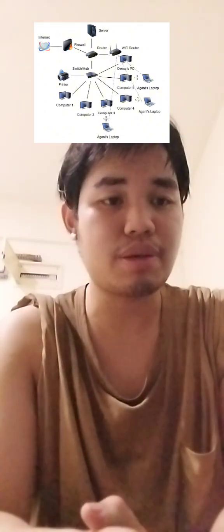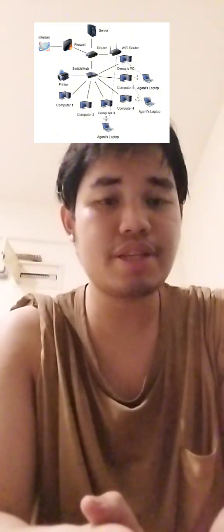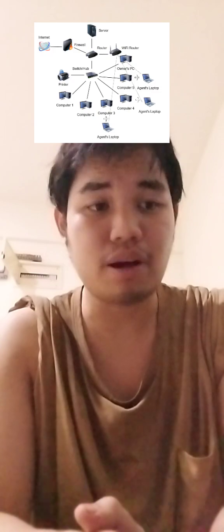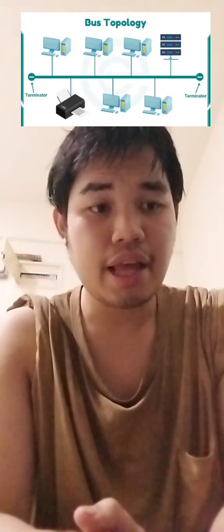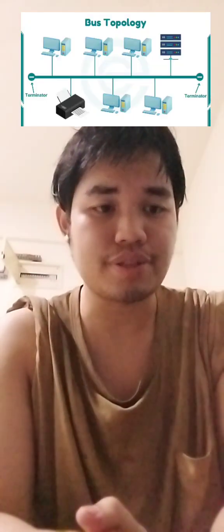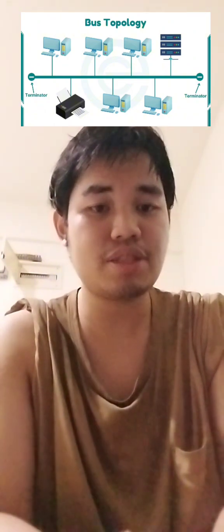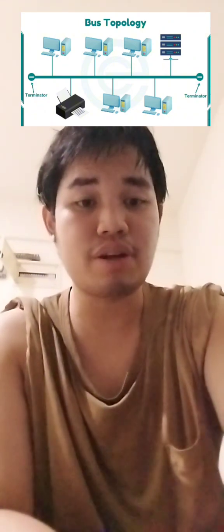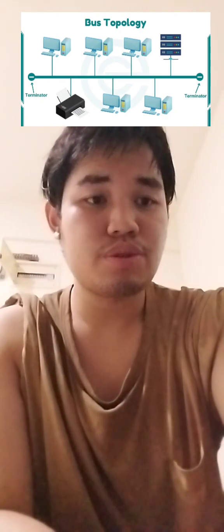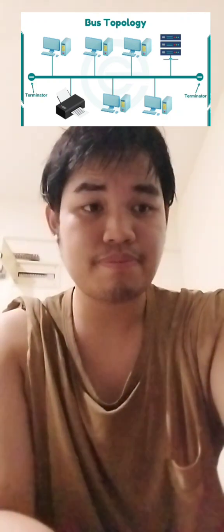The first is bus topology, star topology, ring topology, mesh topology, tree topology, and lastly hybrid topology. So there are 6 major different types of topology, so let's discuss each one briefly. So the first is bus topology.